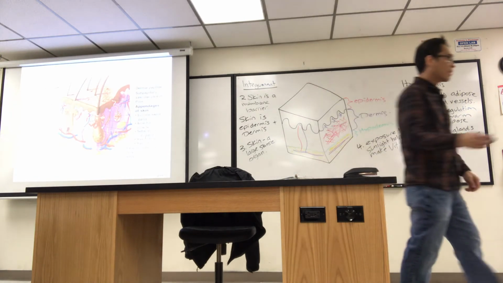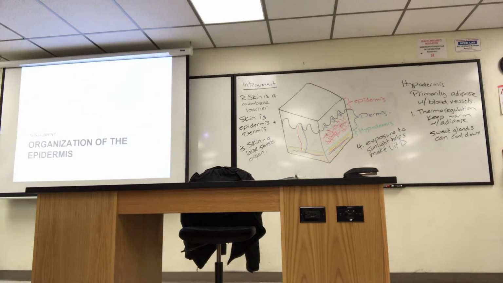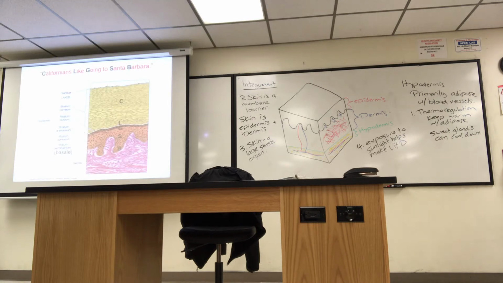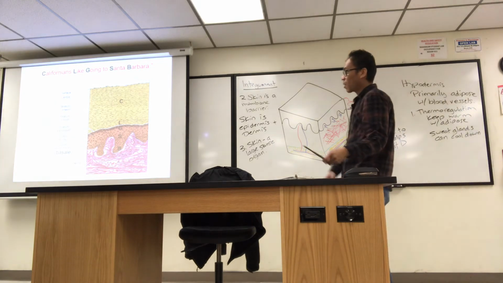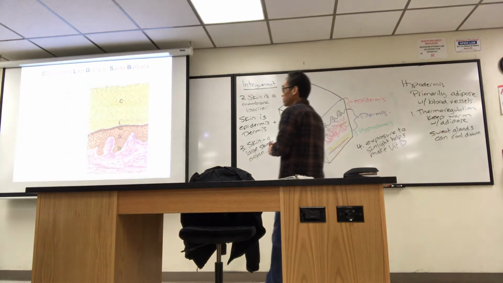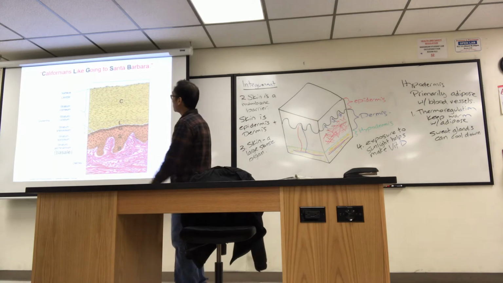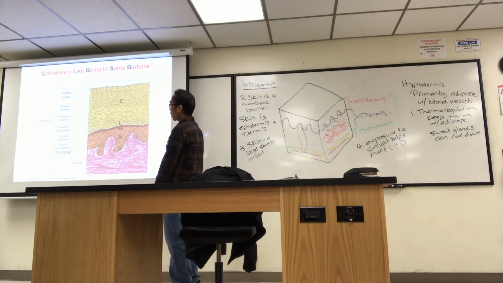I've spent a lot of time talking about the cube of skin. Let's look at some other pictures, some details I haven't mentioned yet. Those different strata of the epidermis, we'll overview here. Here's a memory jogger: Californians like going to Santa Barbara. So I guess you just can't use that if you're actually in Santa Barbara, but we can say that.